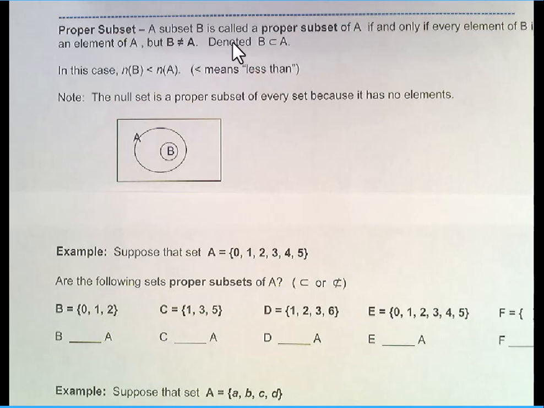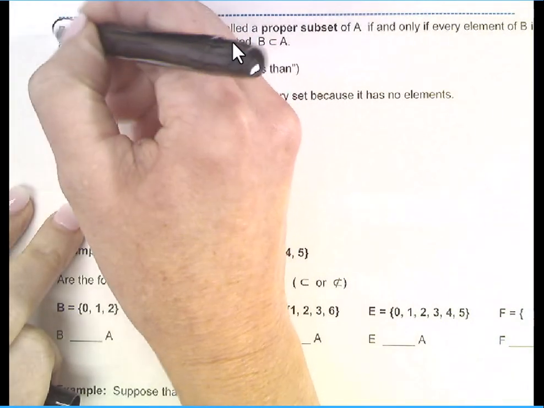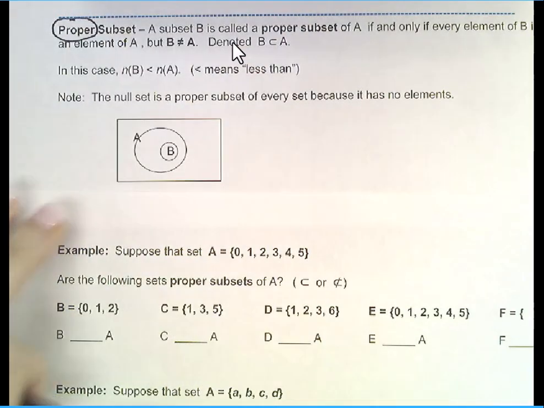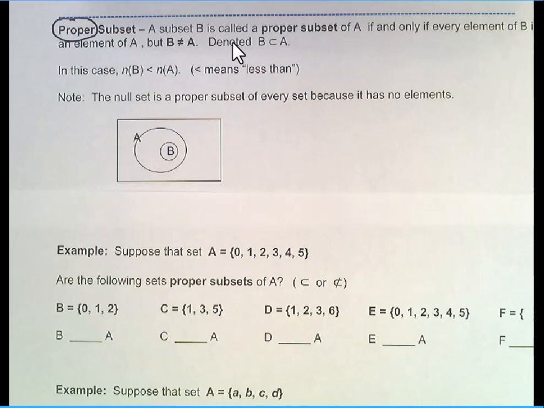So we talked about subsets. Now we're going to talk about proper subsets. That's a very specific type of subset. A subset B is called a proper subset of A if and only if every element of B is an element of A, but B is not equal to A.